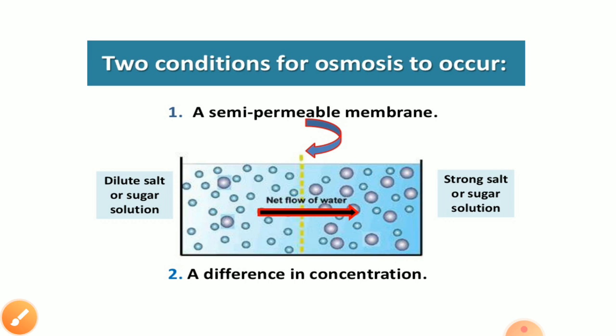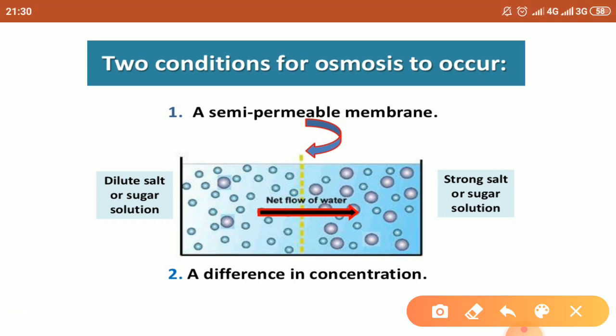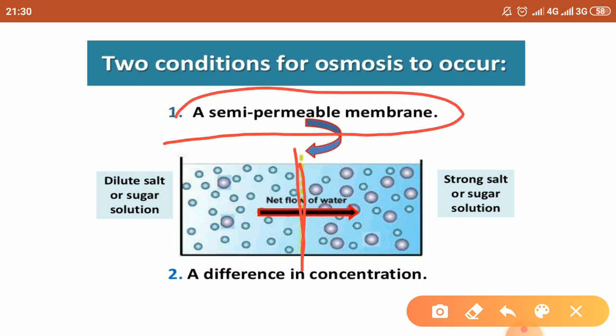As we were discussing, there are two conditions for osmosis to occur. Without these two conditions, osmosis is not going to take place. So the very first condition is what? A semi-permeable membrane. This one is required. Second, a difference in concentration. If there is equal concentration of water on both sides, then there will be no movement.